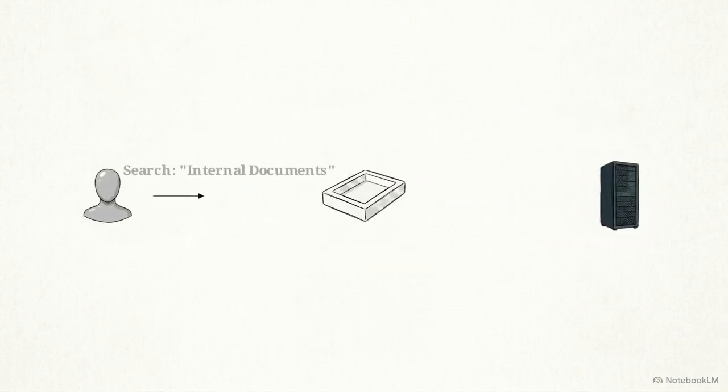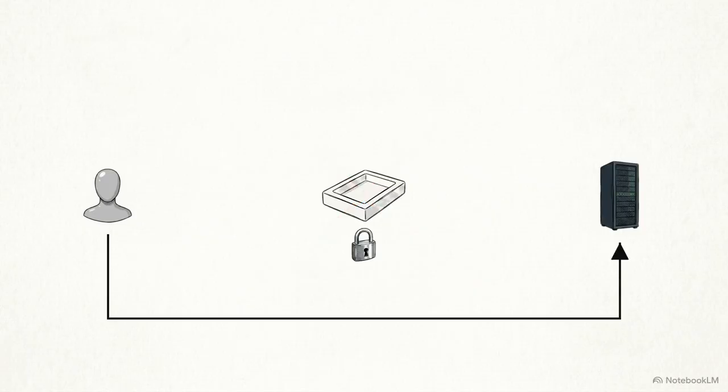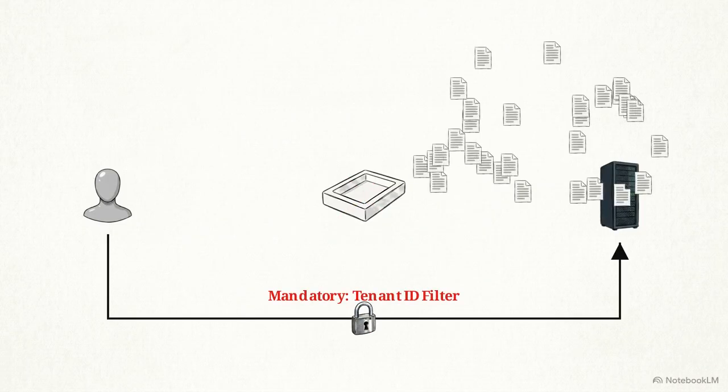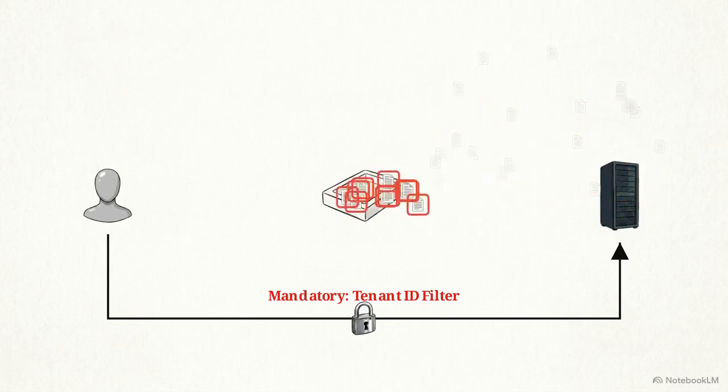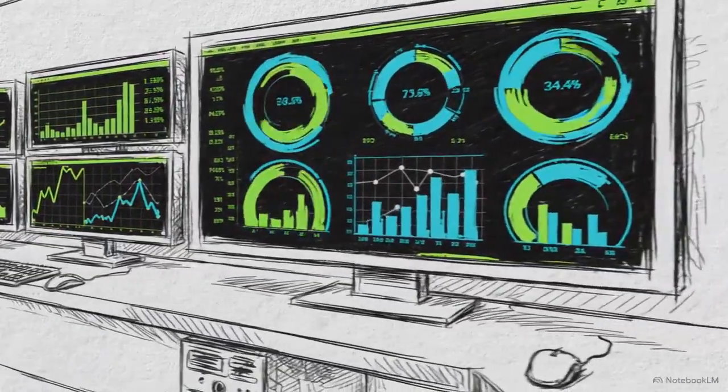In enterprise environments, security is just as critical as synchronization. Filtering sensitive data on the front end is a severe security flaw. Back-end queries must strictly enforce access limits, such as a tenant ID, to ensure users only see data they are authorized to access. A search engine is only viable if it is as perfectly synchronized and strictly secure as the database it serves.